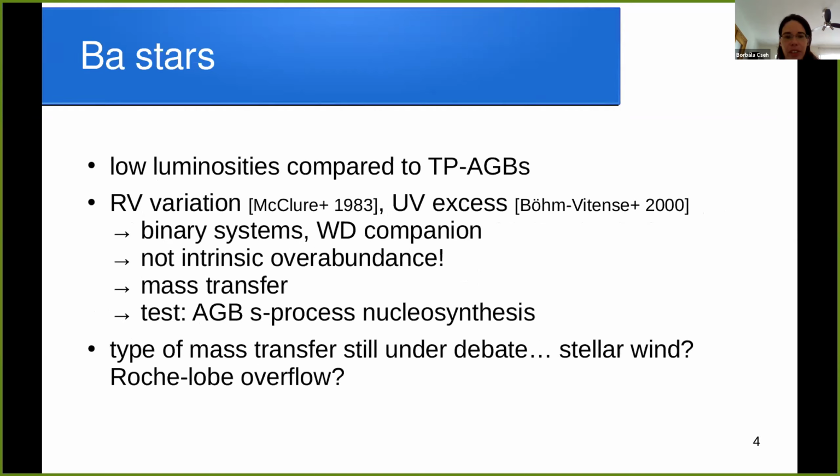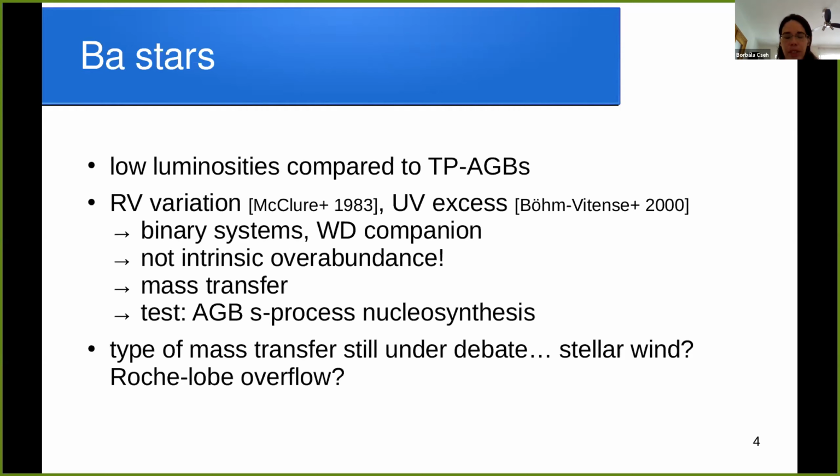They show, as you have seen in the previous talk, that these extrinsic stars show lower luminosities compared to the AGBs. And the barium stars also show radial velocity variation and UV excess, which points to the binary nature of these stars, and that they have a white dwarf companion, which was previously an AGB star. And during the AGB phase, they gained mass from the AGB star, and that's what we can observe now. So this is the reason why we can use barium stars to test the AGB s-process nucleosynthesis.